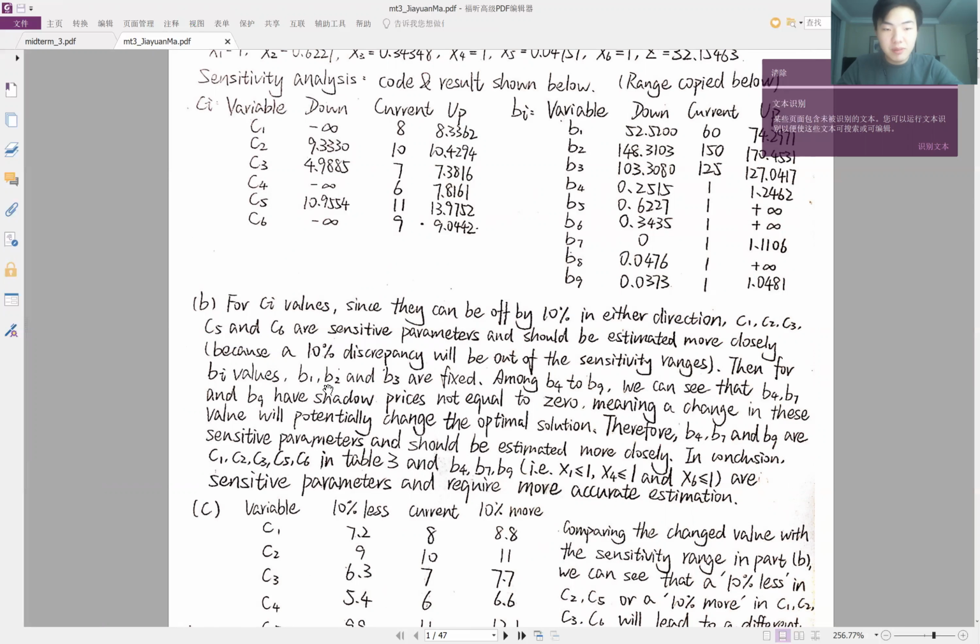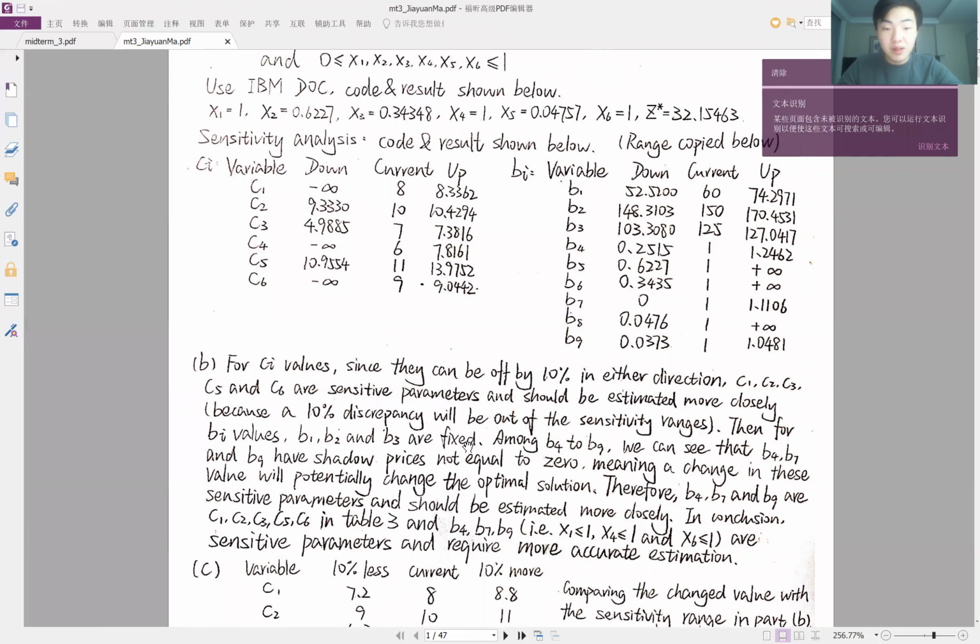And also we have B1, B2, and B3, but since these are fixed values from the policy standard, we do not consider them as parameters that need more accurate estimation because they are fixed.